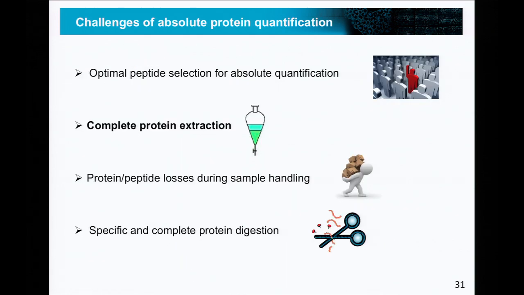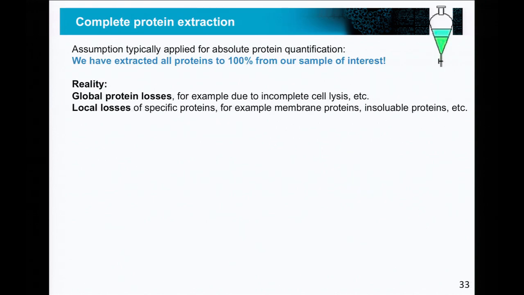The second major problem with absolute quantification is the complete protein extraction. So usually, what is always done when people report protein copy numbers per cell in papers is the assumption that we have extracted all the proteins to 100% from our sample.